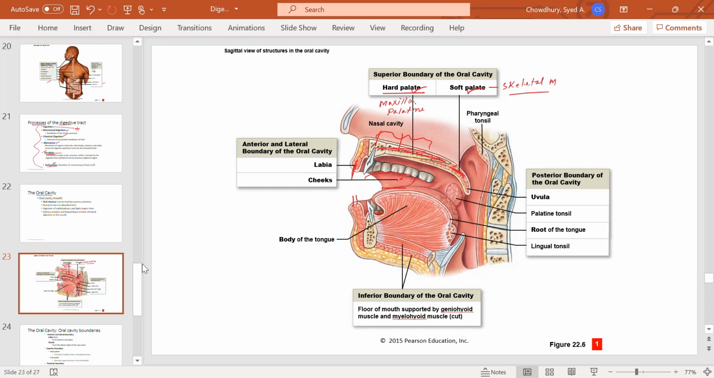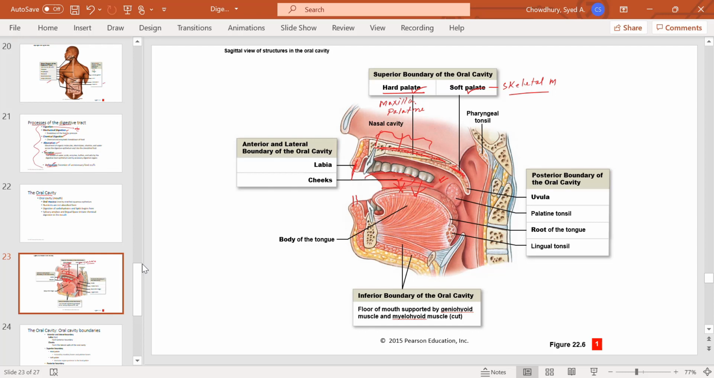And the floor is this. This is the tongue. So tongue forms the floor of the oral cavity, right? So that's the boundary, and both sides, lateral walls, are formed by the cheek. Your right and left cheeks form the lateral walls. Make sense? So that's the boundary of the oral cavity.